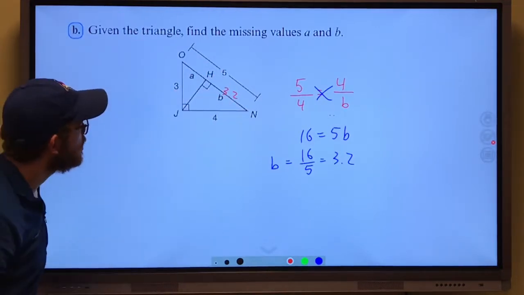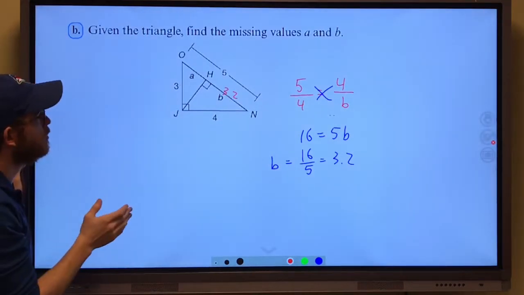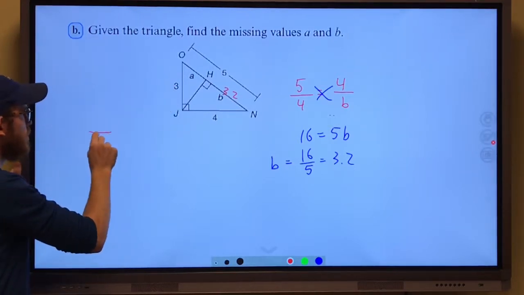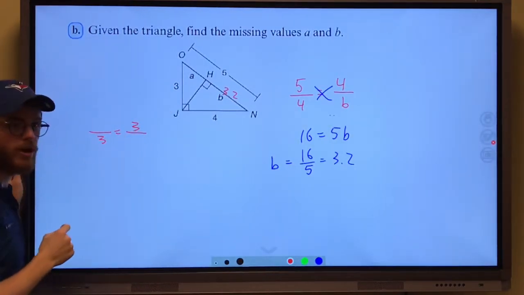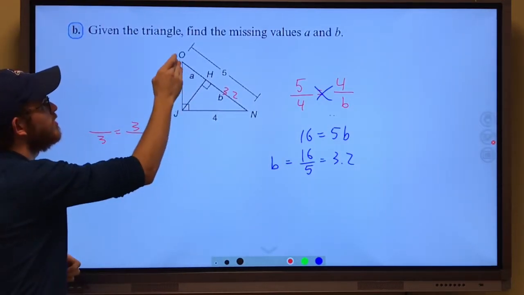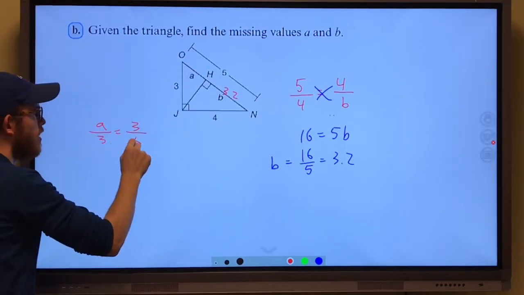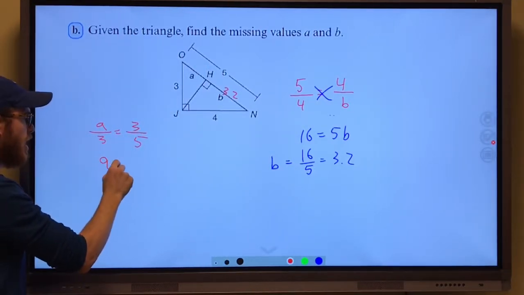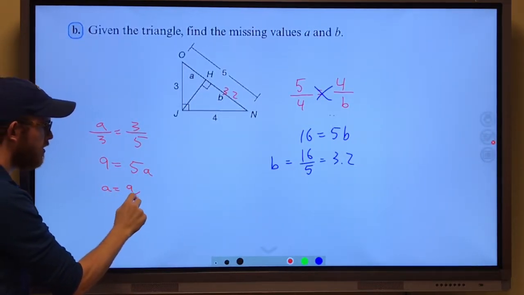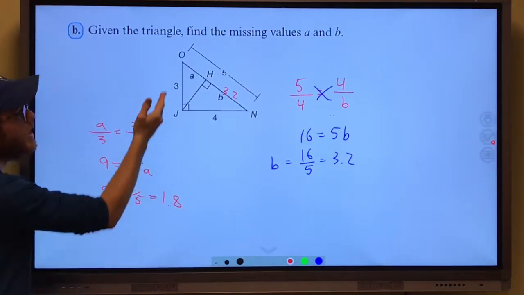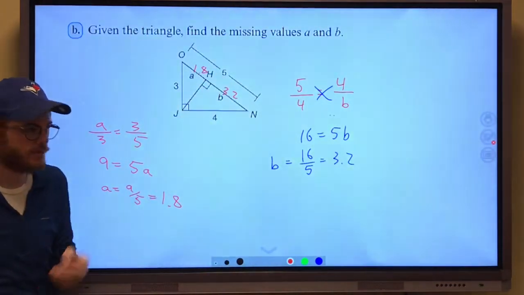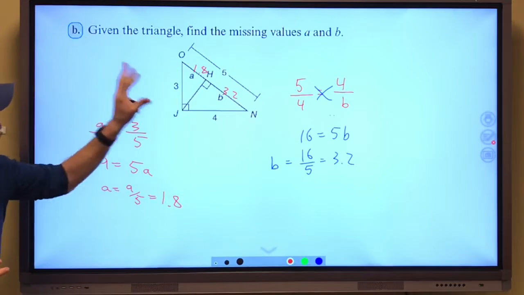But I want to show that geometric mean still works to find A over here also. A is the segment of the hypotenuse that's closer to the leg 3. I know that the leg of my original right triangle is the geometric mean, so it's in the mean positions between the segment closest and the entire hypotenuse. This gives me 9 equals 5A, divide by 5, A equals 9/5, or 1.8, which is what we had said, adds up to 3.2 to get us that 5.